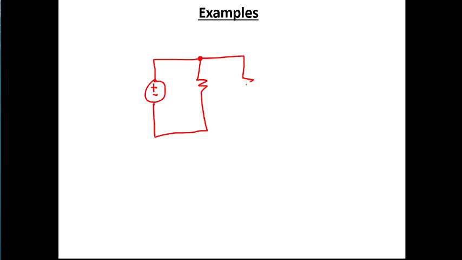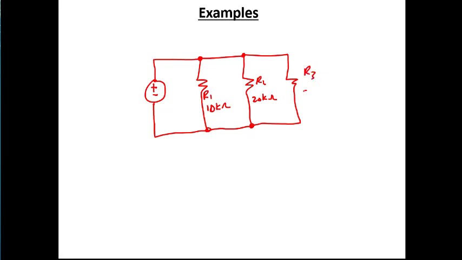Okay, so let's look at another example. And this one is going to have 3 resistors again. And this time let's make R1 10K, R2 20K, and R3 30K. We'll make the voltage supply 100 volts.